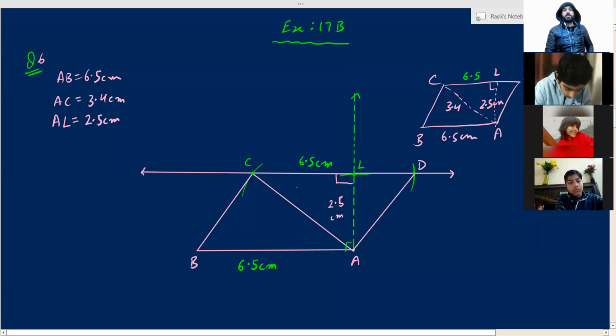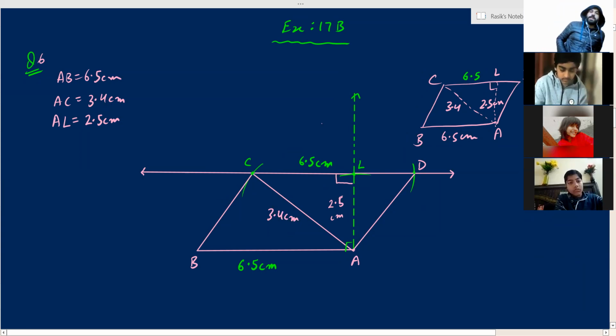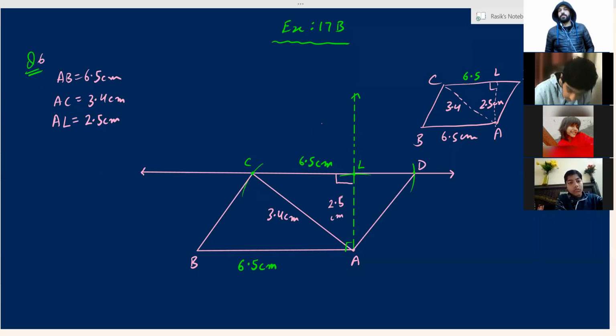ABCD is the required parallelogram where the length of diagonal AC is 3.4, side AB is 6.5, and the altitude AL is 2.5.